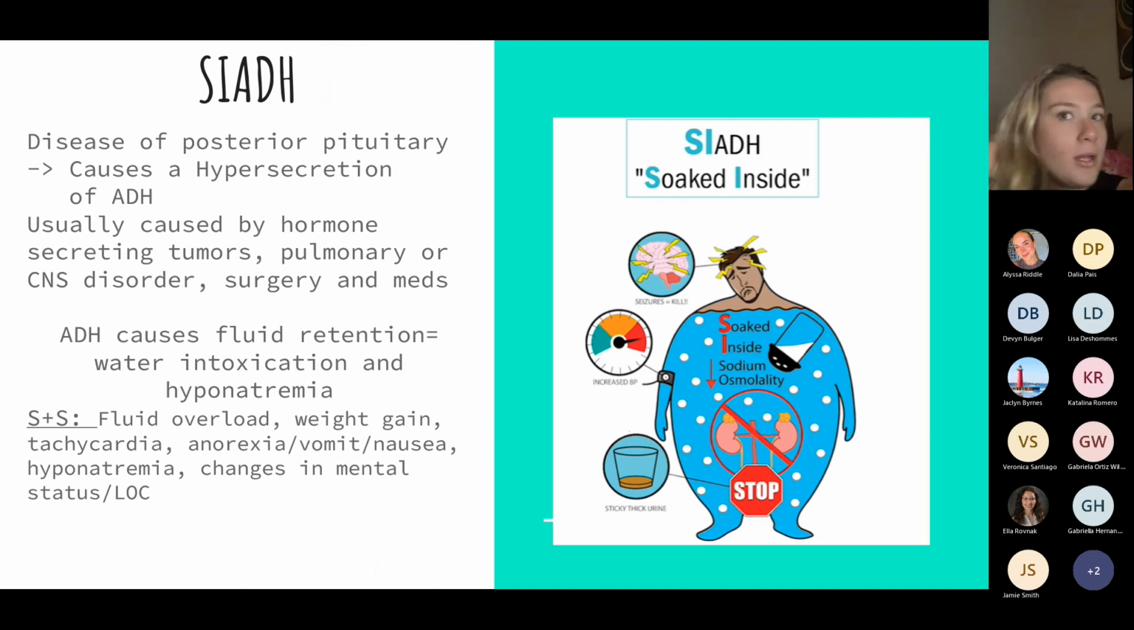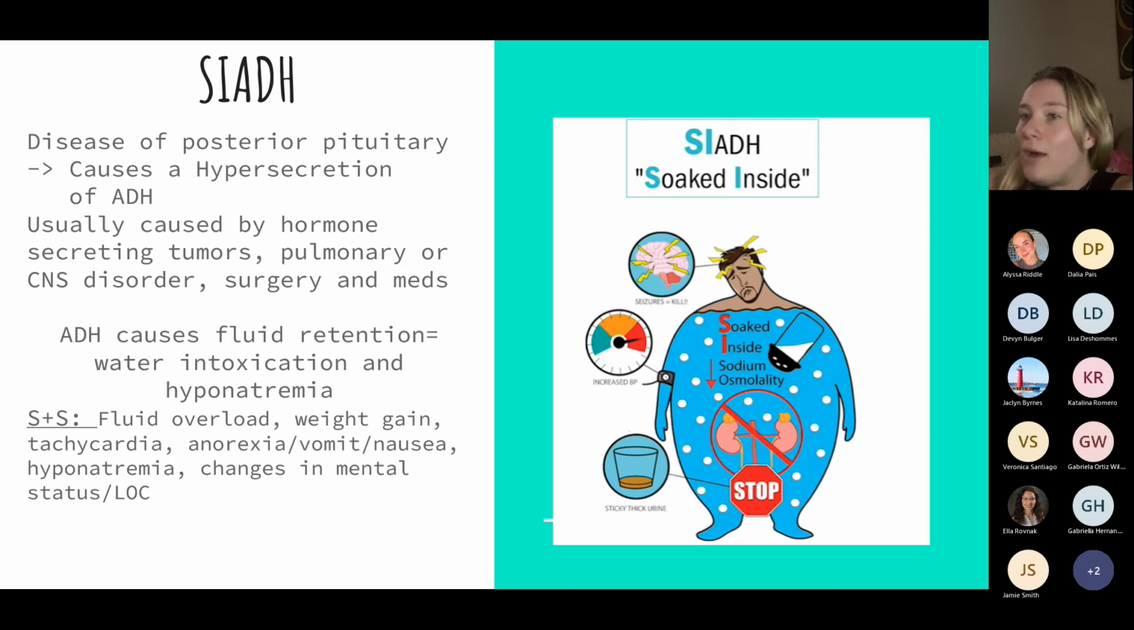So think big and bloated, soaked inside. Essentially, I have so much ADH being secreted, my body's going to hold on to so much water. What happens when I hold on to water? My blood pressure increases. I'm in fluid overload. And because I have all this fluid being increased, it's going to throw off my ratio. So I'm going to be pretty hyponatremic. With this hyponatremia, that's an electrolyte imbalance. What do we know about electrolyte imbalances? They mess with the brain and they mess with the heart. So now we're having a lot more issues.